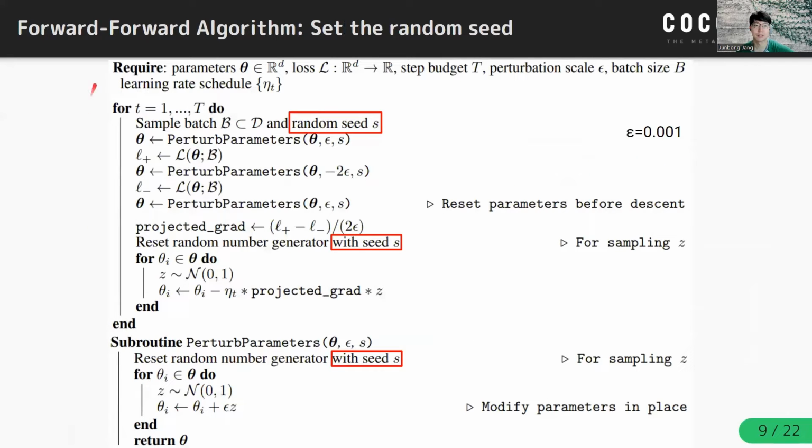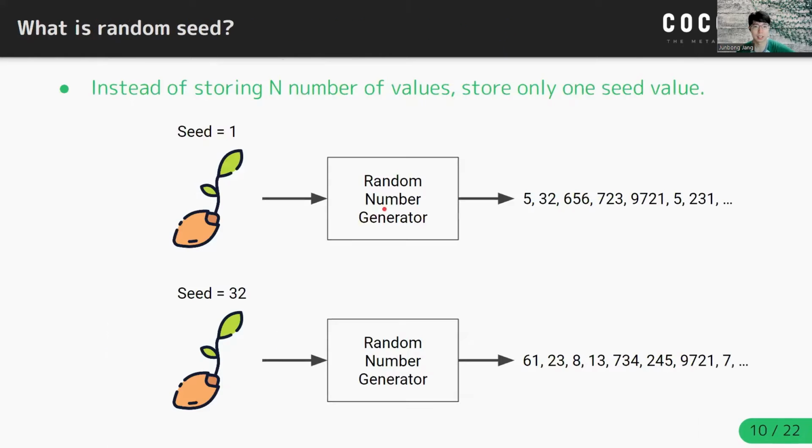And so here is the forward algorithm. I'll briefly go over it. But first, the most important part, I think, is this setting of the random seed, because by setting this random seed, they saved a lot of memory. And I think the other parts of the algorithm are from previous works. So what is a random seed? Well, instead of storing n number of values, we can store only one seed value.